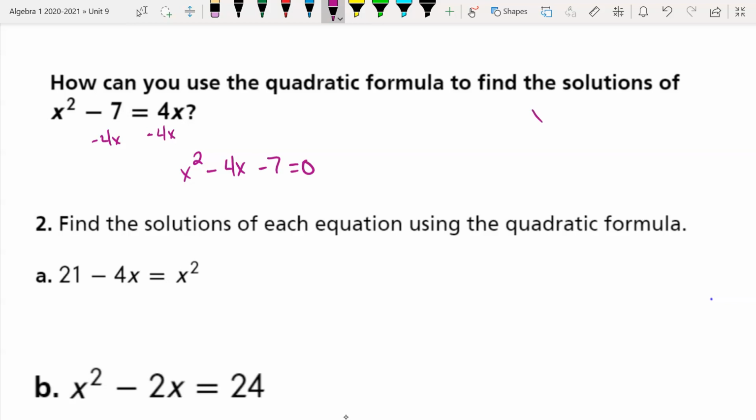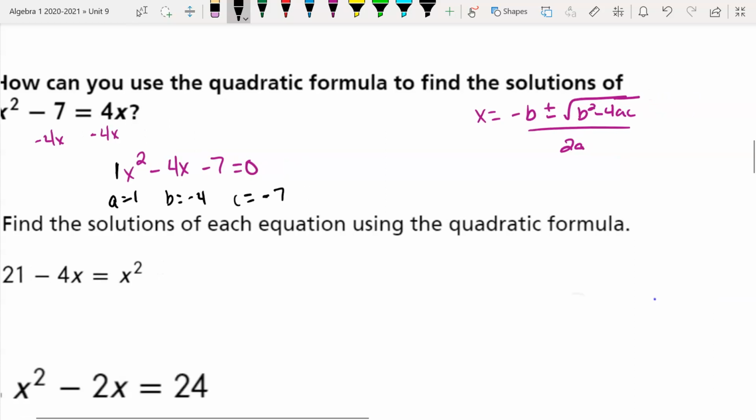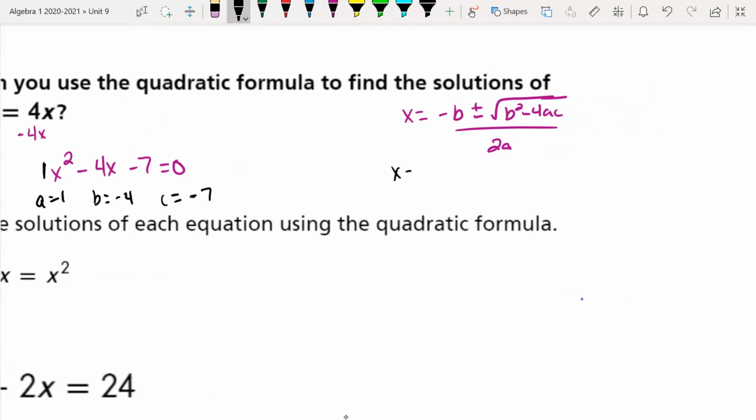Then the quadratic formula is x equals negative b plus or minus the square root of b squared minus 4ac all over 2a. So what I need to do is find my a, my b, and my c. Well, my a is 1 because that's the number in front of the x squared. My b is negative 4, and my c is negative 7. Then I just plug in those numbers into the equation. So x equals negative 4 plus or minus the square root of negative 4 squared minus 4 times 1 times negative 7, all over 2 times 1.